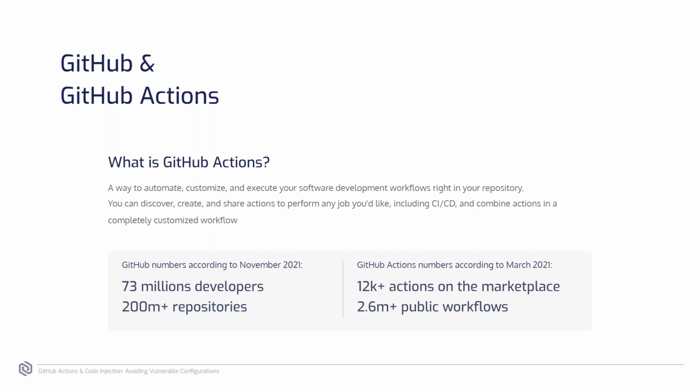Since then, GitHub Actions has become extremely popular, mainly due to its rich marketplace containing more than 12,000 actions and free hosted runners for public repositories. By now, GitHub has over 73 million developers and more than 200 million repositories. Almost any language or environment has an action that helps you automate the workflows for that environment.